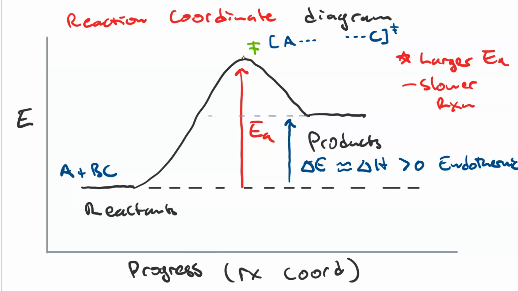Oh, and actually, it should look like this. And we'll change the color of those two bonds. So this is forming, and this is breaking. Which leads us to the products, AB plus C.